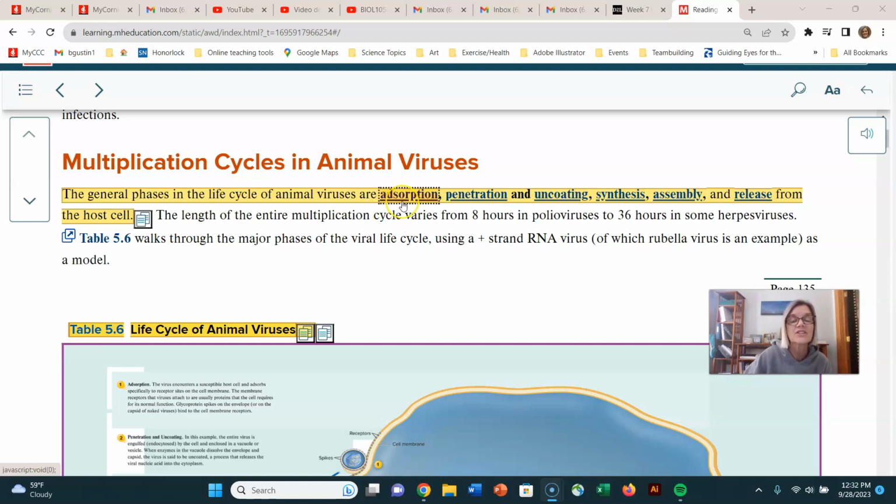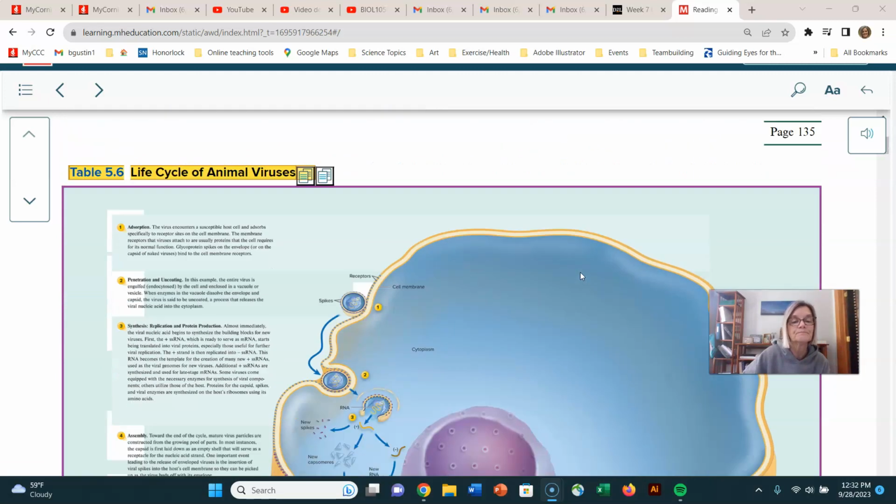A virus is going to adsorb. Adsorb means to attach to a surface. It's going to penetrate. It's going to go into the host cell. It's going to uncoat. Remember that the virus has a capsid protein coat around its nucleic acid, so it has to take off that protein coat. Synthesis, it's going to make viral parts. Those parts are going to be assembled into new viruses, and those viruses are going to be released. So let's look through that in the diagram.